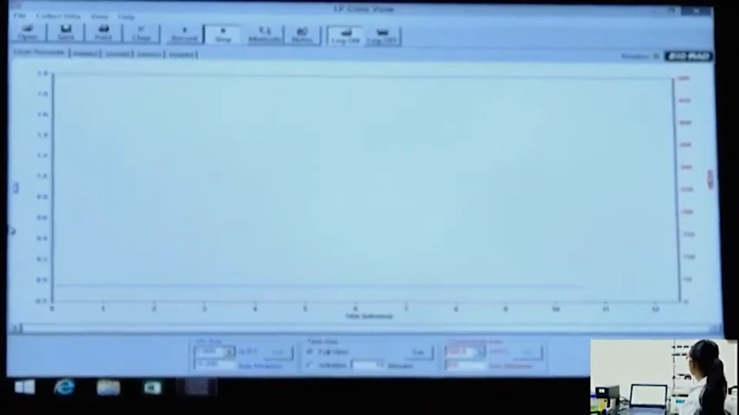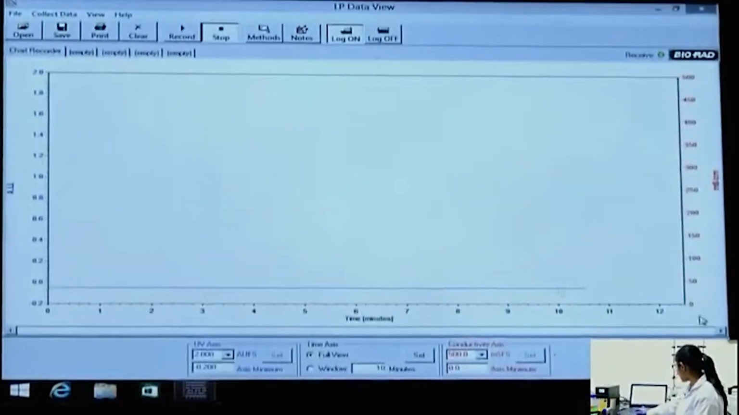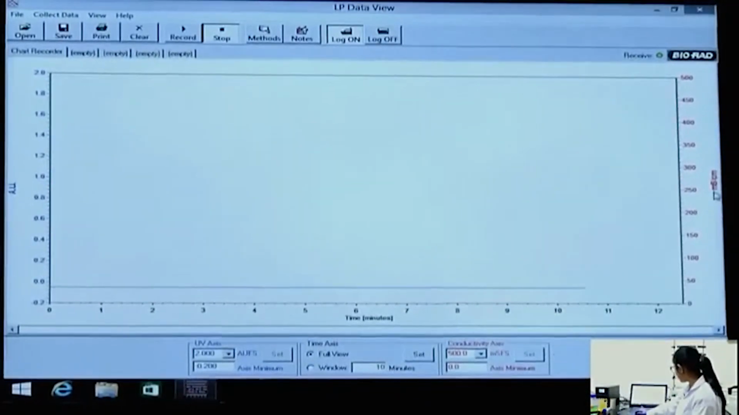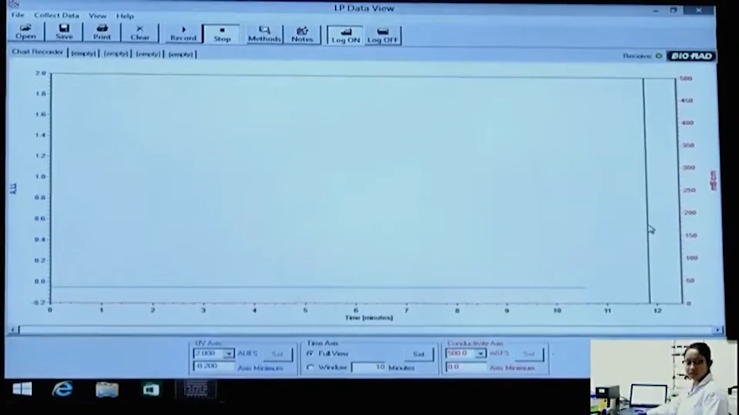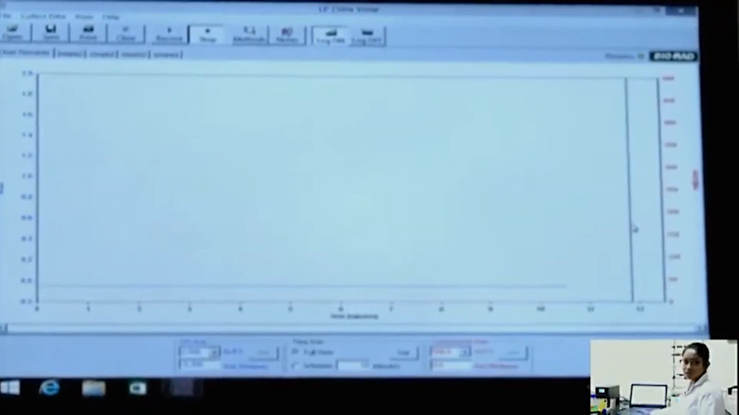So, if any kind of protein is coming out from your column, you can monitor that. And there is another axis, which is mS per centimeter. So, this is the conductivity measurement. So, if there is any kind of salt difference between different buffers, or something is coming out which has a charge, that also you can monitor.